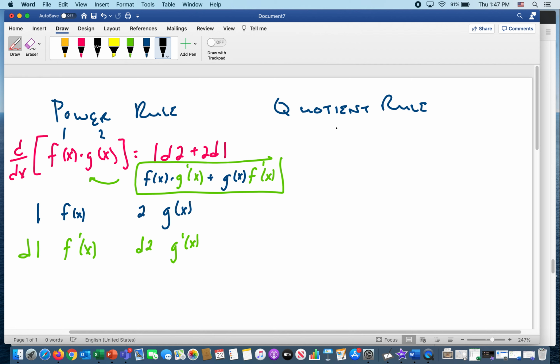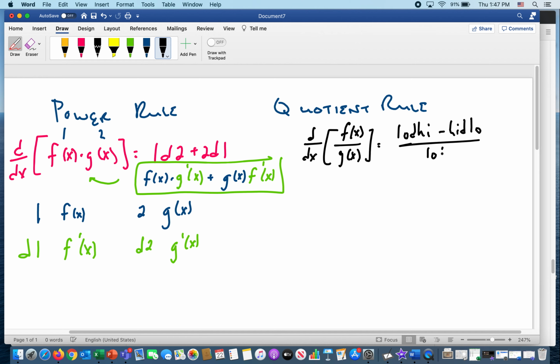And the same thing applies with the quotient rule. So if I want the derivative with respect to x of f of x over g of x, I say that derivative is low d high minus high d low over low low, okay? So I can identify what the high function is. In this case, the high function is going to be f of x, and the derivative of the high function is going to be f prime of x, right?